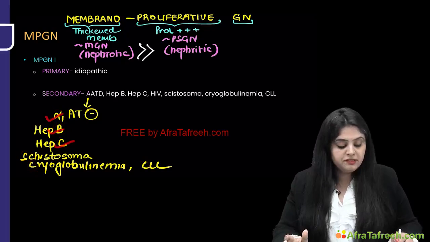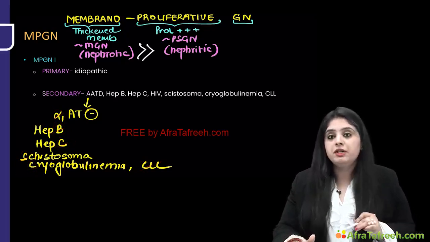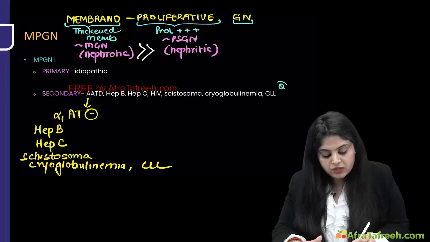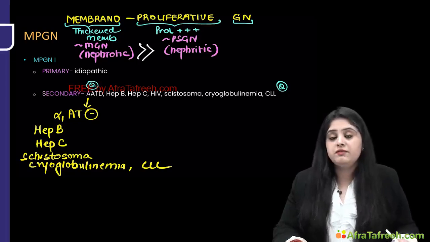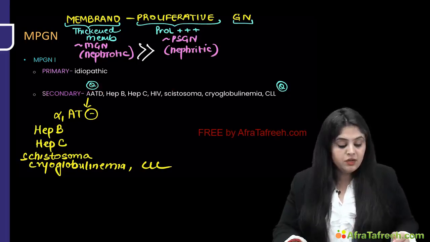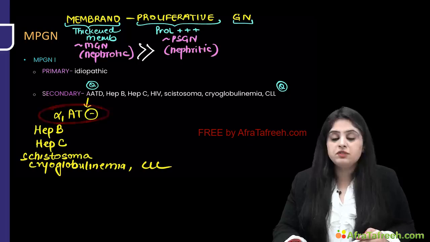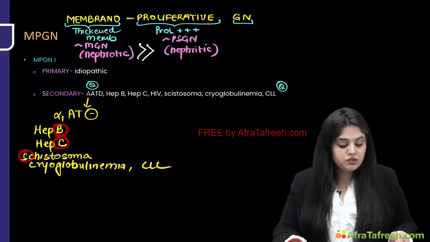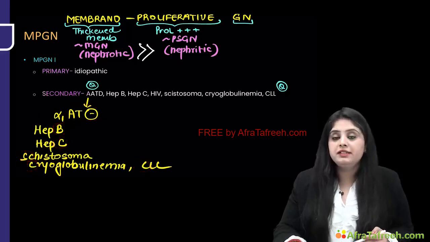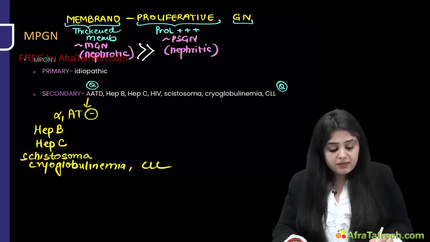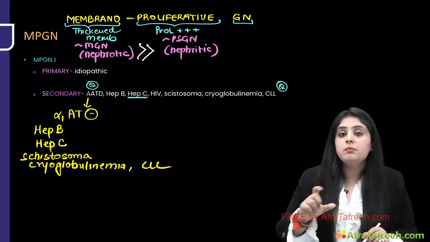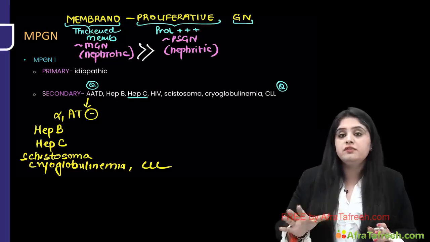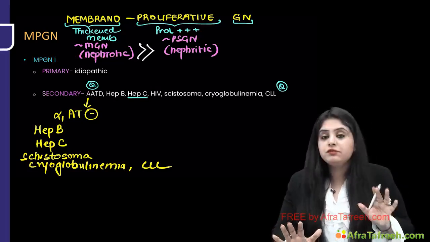So all these causes are coming together, and this CLL question causing MPGN is very important. Alpha-1 antitrypsin causing MPGN, very important. Repeating once again, guys: alpha-1 antitrypsin deficiency, hepatitis B, hepatitis C, schistosoma, cryoglobulinemia and CLL. In fact, for hepatitis C, they definitely ask you this question, because I was teaching you hepatitis C in a lot of places. I'll tell you which of them causes what eventually, but this is for MPGN1.